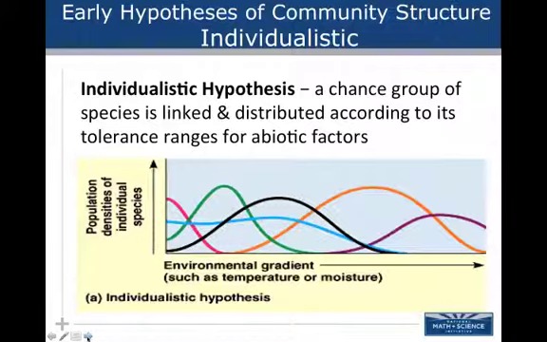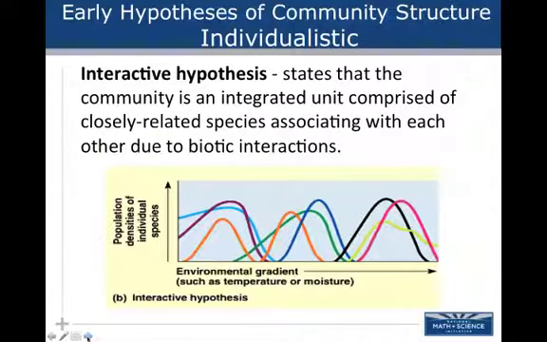And when these populations of species aren't able to tolerate that, then you have a fall off of these populations. And so this is an individualistic hypothesis. So a chance group of species, they're here together, they've got this tolerance range that they share, and they're able to live in this area as a community together. But as those environmental pressures change, you end up having organisms that are able to tolerate it and organisms that are not able to tolerate it.